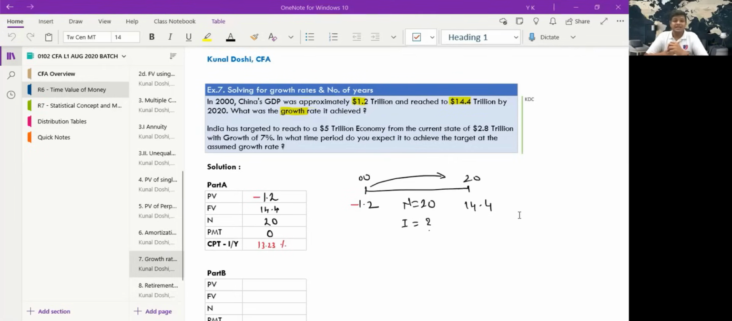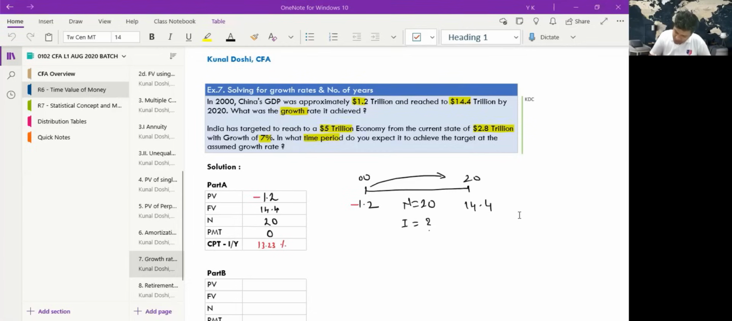So the government of India recently announced a very optimistic target. Right now our GDP is at $2.8 trillion, and the government has announced that it is poised to become a $5 trillion economy. Not a big number, but still, the government has said that we will grow at the rate of 7% and reach a 5 trillion economy. So I want to know within what duration we can achieve this target. So if you read there, India has targeted to reach a $5 trillion economy from the current state of $2 trillion economy with a growth rate of 7%. So in what time period do you expect it to achieve the target at the assumed growth rate?